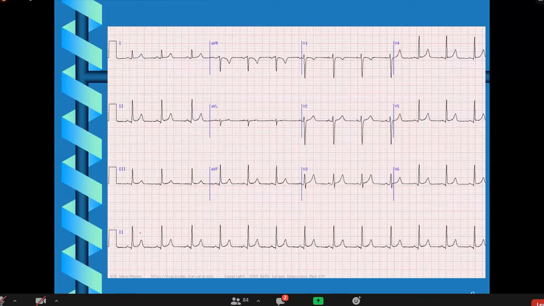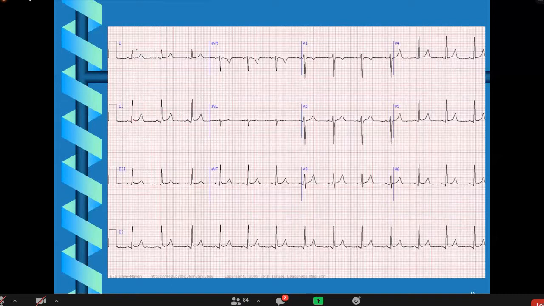So 300, 150, 100 and 75, the rate is around 75. Rhythm is sinus. We call it a sinus rhythm whenever there's an upright P wave in lead 2 followed by a QRS. See, every P wave is followed by a QRS. And in lead V1, the P wave is slightly bifid. Then we call it a sinus rhythm.